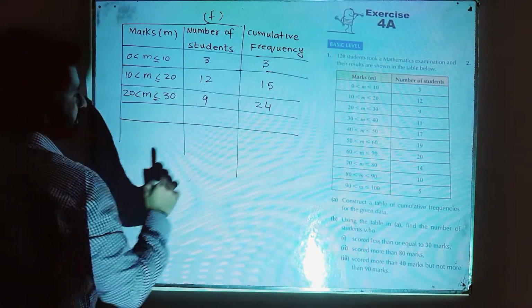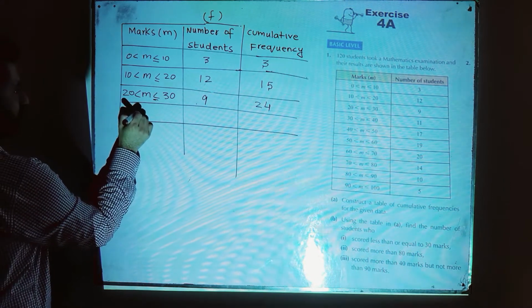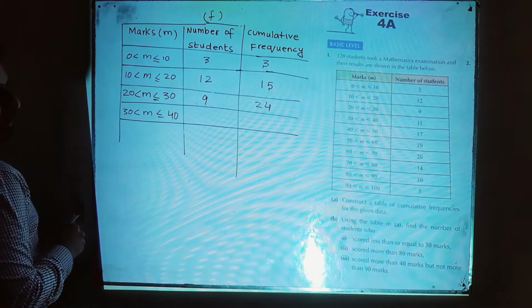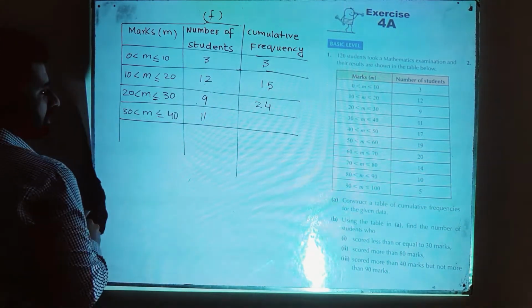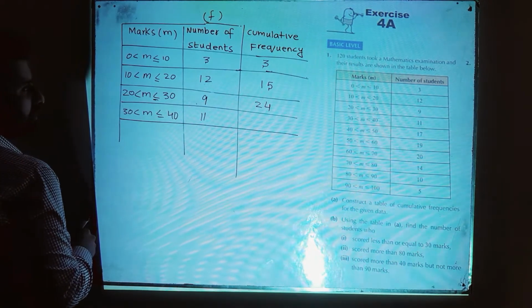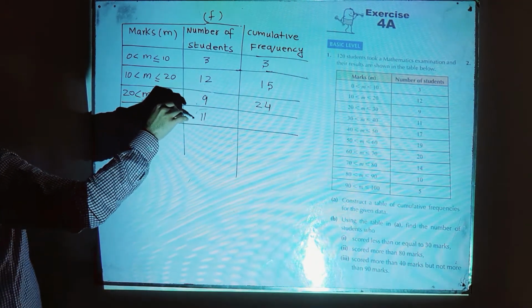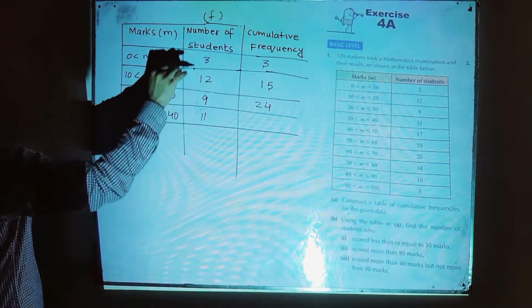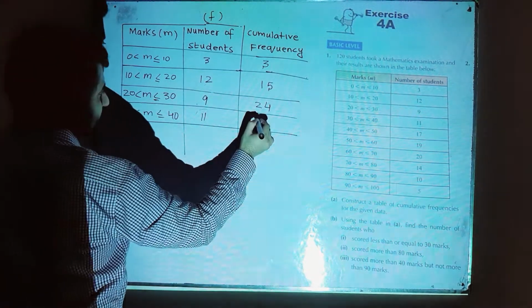The next one is marks more than 30 and less than or equal to 40. And for that we have how many students? 11. So the cumulative frequency up till this point will be the addition of the frequencies including this group from 30 to 40 and the frequencies above. So that is 24 plus 11, that is 35.